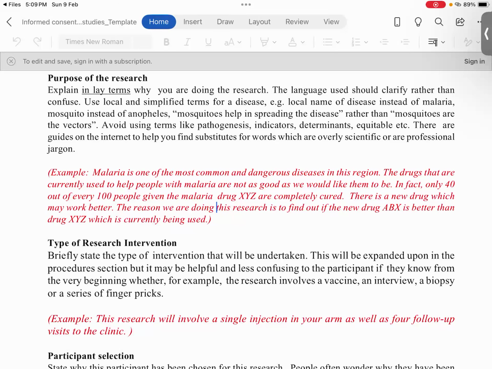There is a new drug which may work better. The reason we are doing this research is the following: to see if the new drug XYZ is better than the already existing drug. So you are telling the patient, in their language, in easy language, that you are trying to compare your drug, which is new, with the older drug.